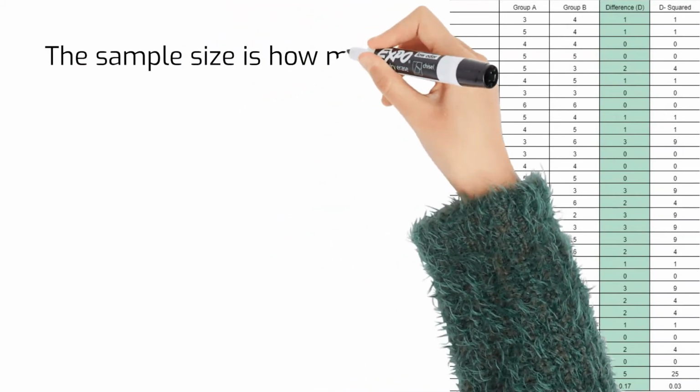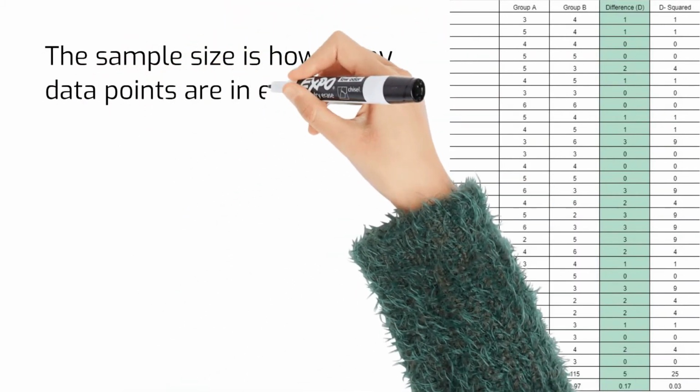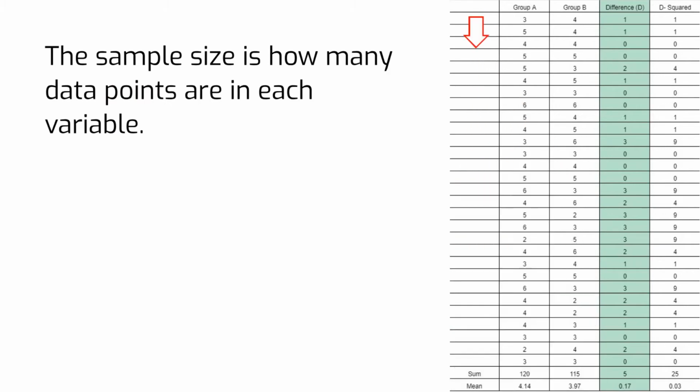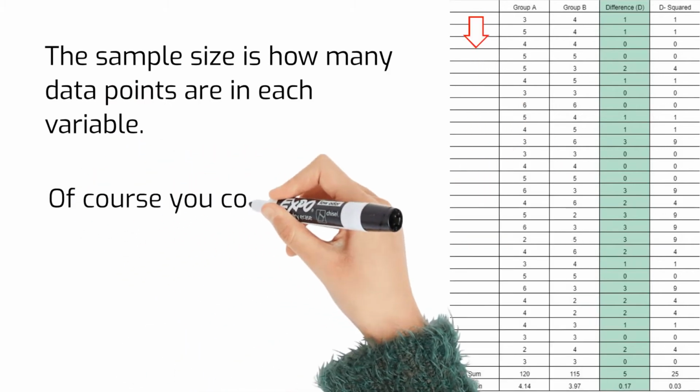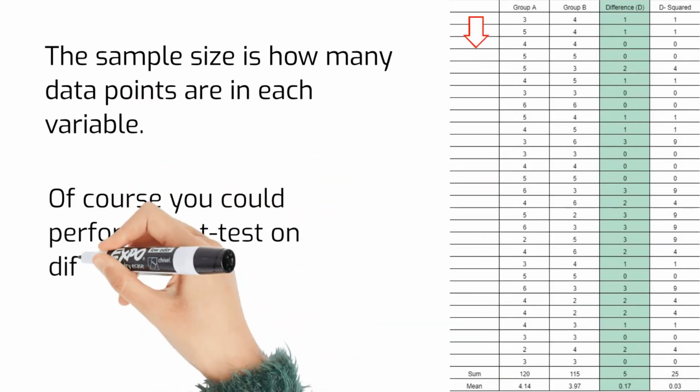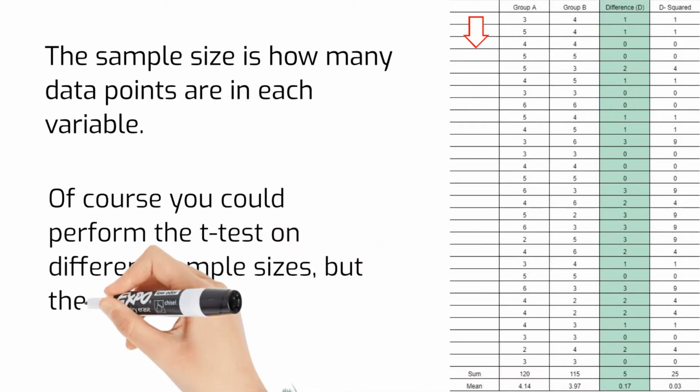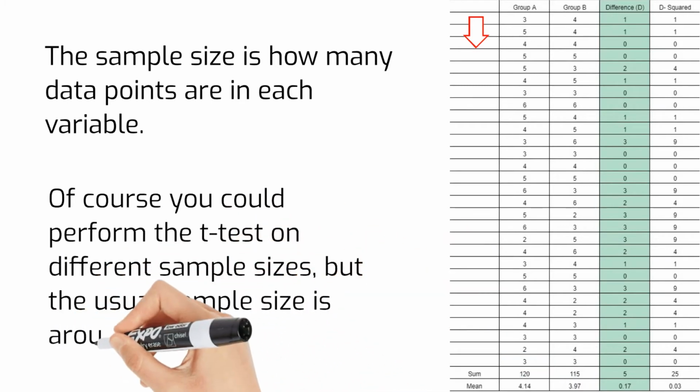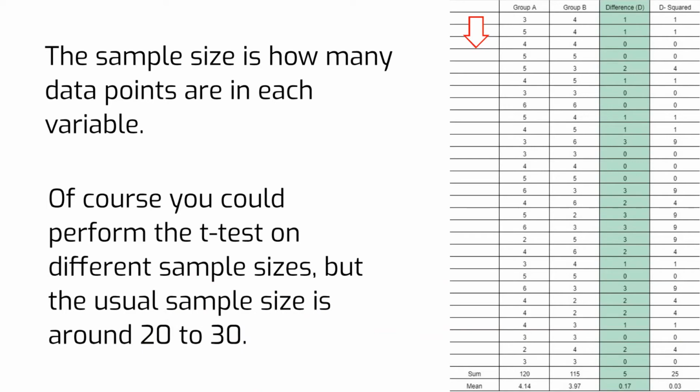The sample size is how many data points are in each variable. Of course, you could perform the t-test on different sample sizes, but the usual sample size is around 20 to 30.